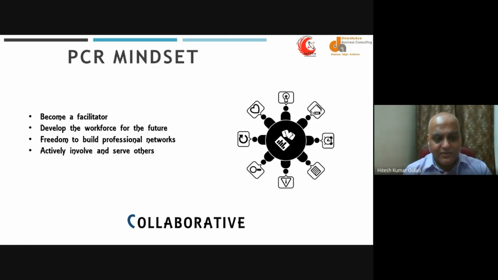And third is freedom to build professional networks. A lot of institutions nowadays are also adopting these practices where you are involving people from industry to share those stories, or the case studies from the industry, which becomes a good learning experience from young creative minds who will be entering the professional world very soon.